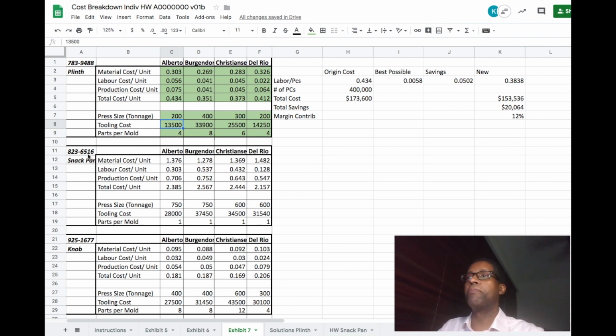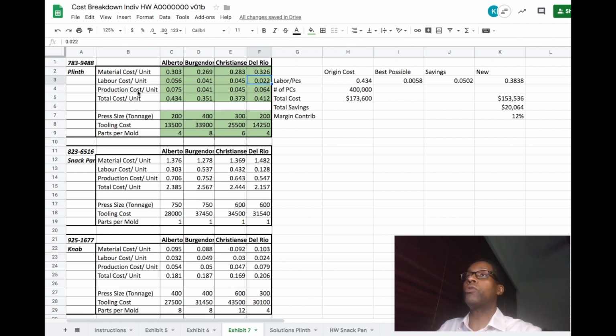to calculate that out. With all the reference data, now we can go and look at the actual Plinth and calculate out what's happening. Remember that this chart is showing us a comparison of material cost by each supplier: Alberto, Bergendorf, Christensen, and Del Rio. Each one has a different material cost. Each one has a different labor cost. Wow, what a nice discount from Del Rio. That's pretty good. Production cost and the total cost.